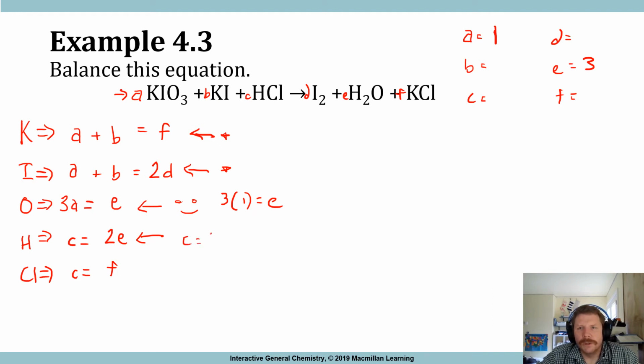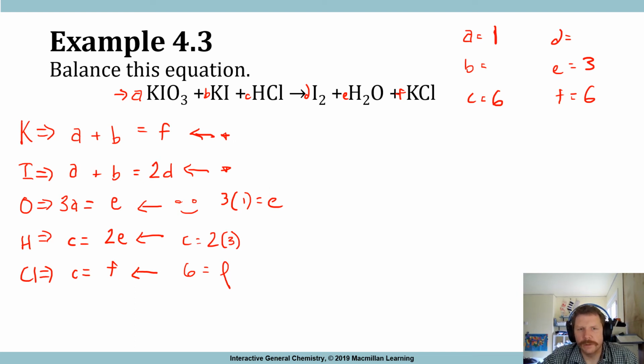C is equal to 2 times 3. As a result of defining that, now all of a sudden C is equal to 6 because 2 times 3 is 6. Okay, now that I have the value for C, well, what else can I get? I can get the value for F, because if I know the value for C, I know the value for F. 6 is equal to F. So now I've got 4 of my 6 values defined.